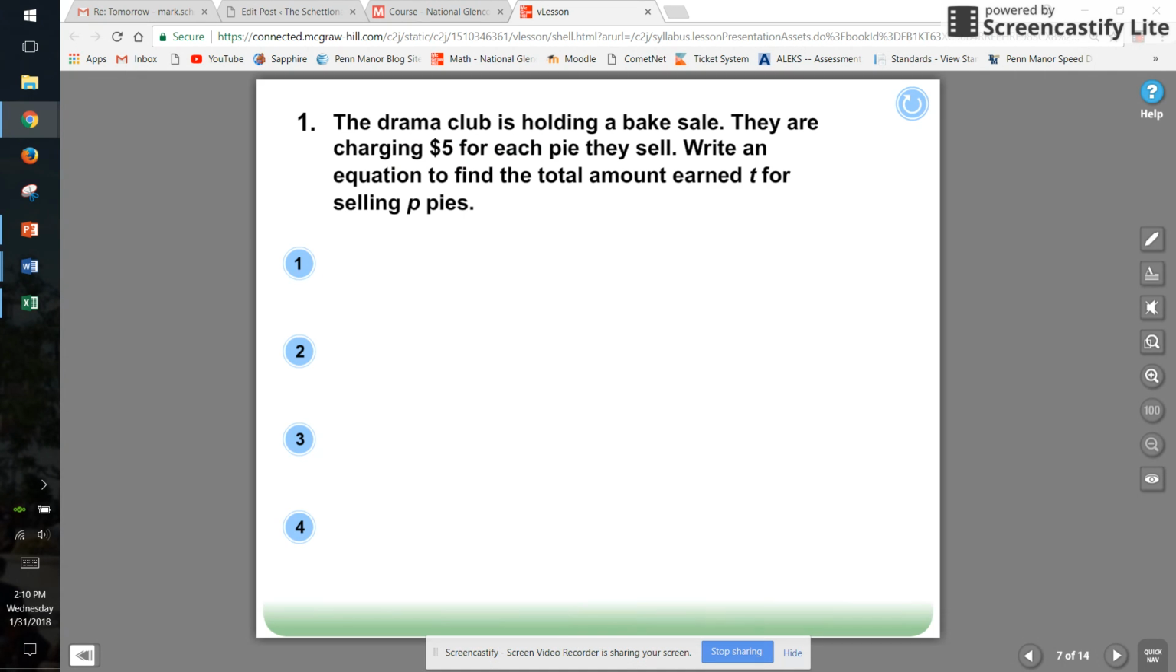Take a look at a word problem and give it an equation. The Drama Club is holding a bake sale. They are charging $5 for each pie. You know what? Before I move any further, I'm going to circle that number. That's a constant that I'm probably going to have to use in our equation. Write an equation to find the total amount earned, T. So I'm looking for the total amount for selling P pies. So I have one constant, two variables, and the word problem literally tells me I'm trying to find T.